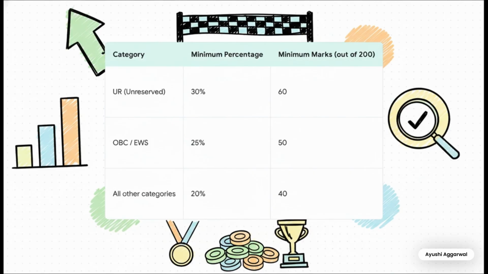Now, this table is from Para 4, and it shows the minimum qualifying marks. This just means that to even be considered for the shortlist, you had to score at least these many marks. For example, for the unreserved category, it was 60 out of 200. For OBC and EWS, it was 50. And for all other categories, it was 40 marks.